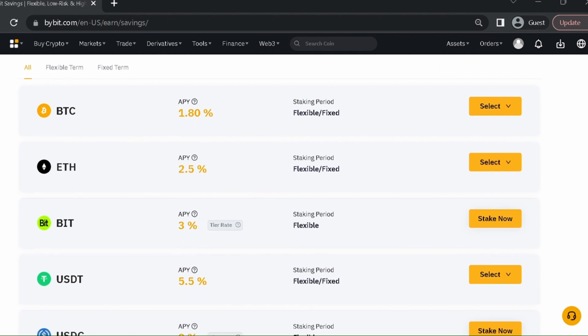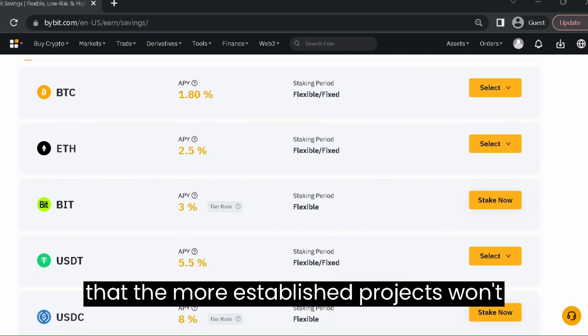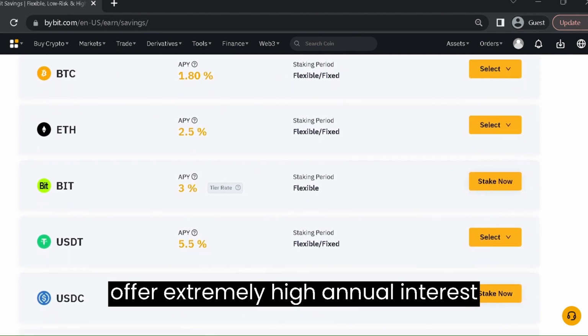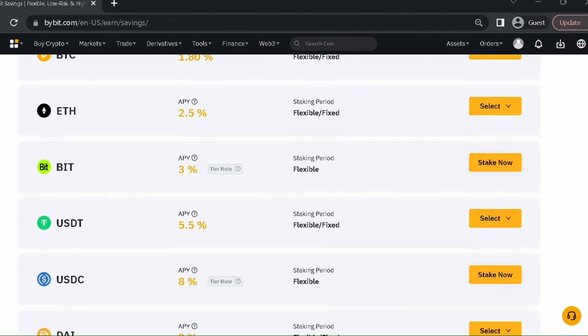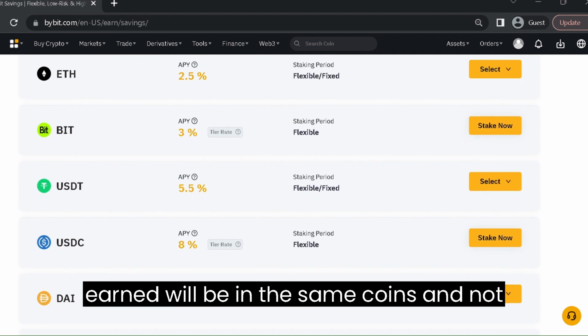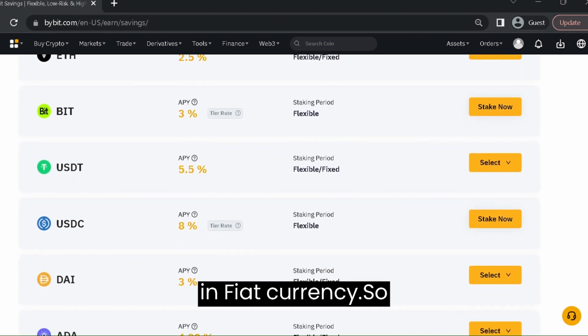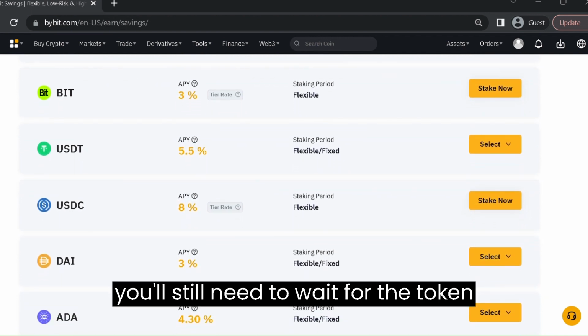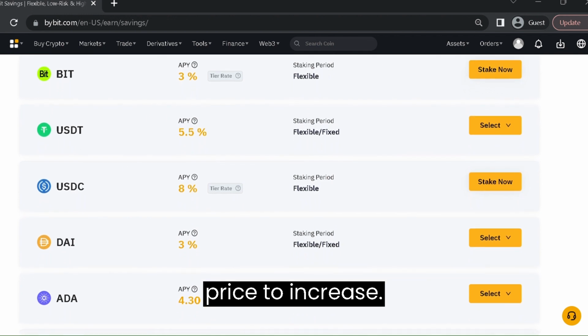It's important to remember that the more established projects won't offer extremely high annual interest rates. Additionally, it's important to remember that any interest earned will be in the same coins and not in fiat currency. So, you'll still need to wait for the token price to increase.